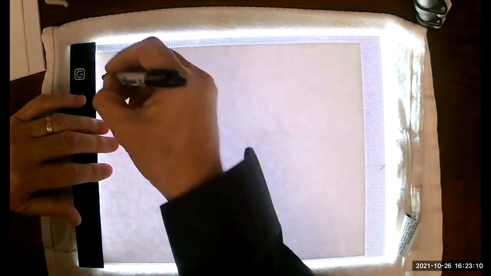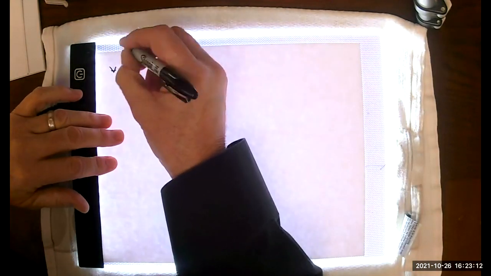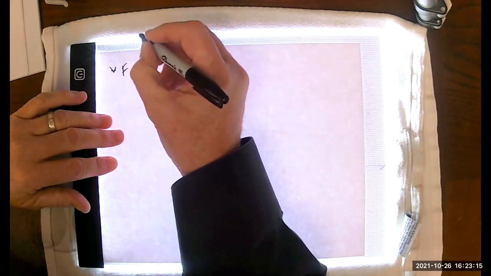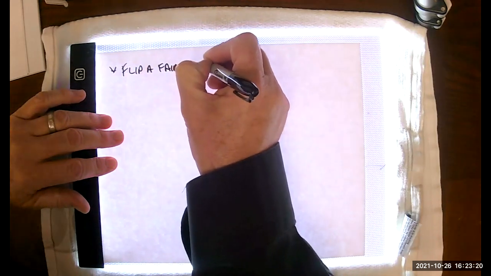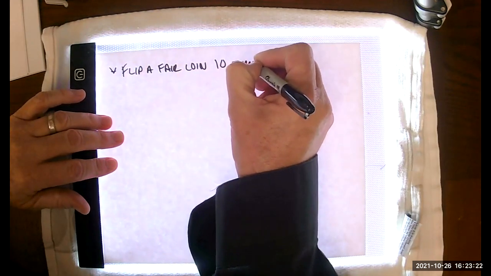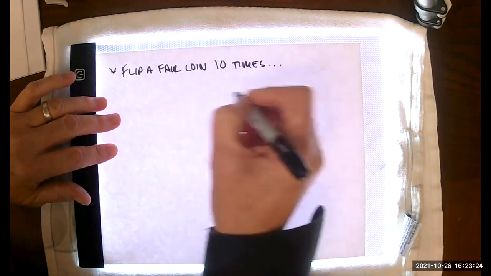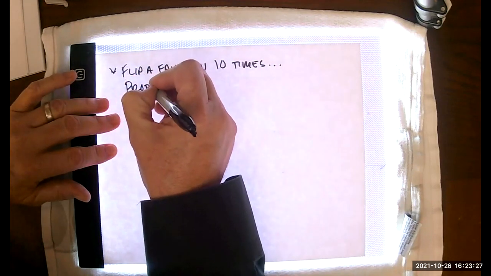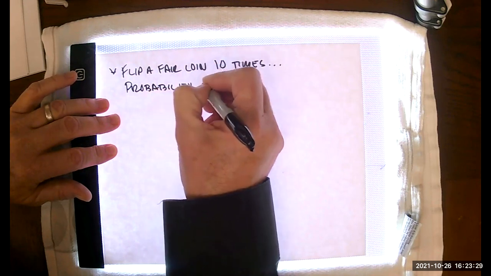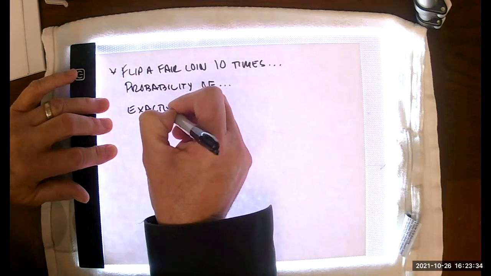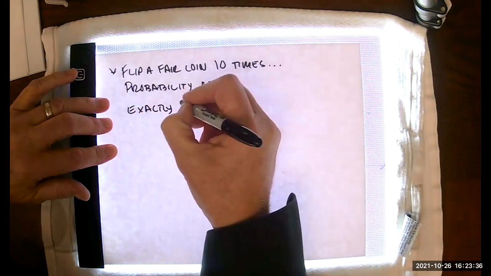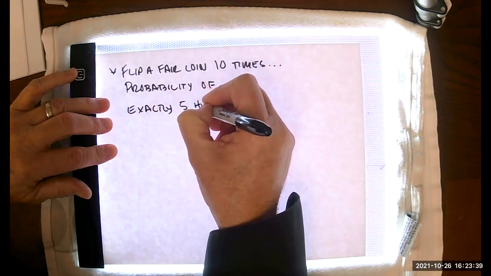So let me give you an example of how we handle these problems. My first example, we're going to flip a fair coin 10 times, and we're going to find probabilities. First, exactly 5 heads.